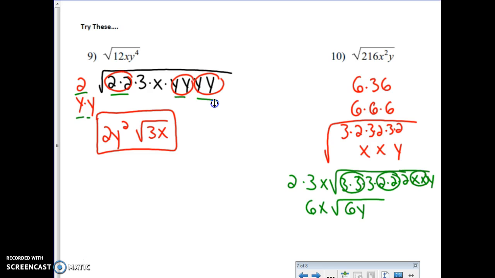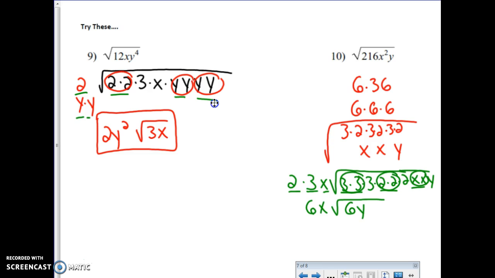Now when I look at number 10, I had broke it down. I got three threes, three twos, two x's, and one y. So for the pair of threes, I took one out. For the pair of twos, I took one out. For the pair of x's, I took another one out. So that got me 6x. I multiplied the 3 and the 2 to get me 6y.